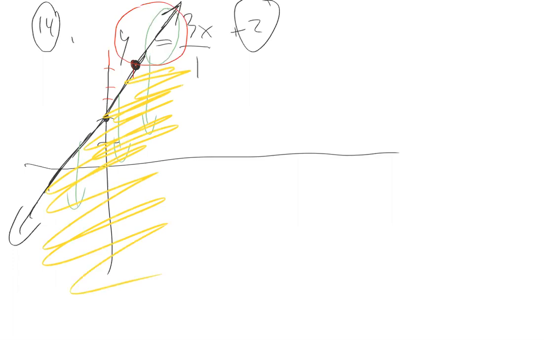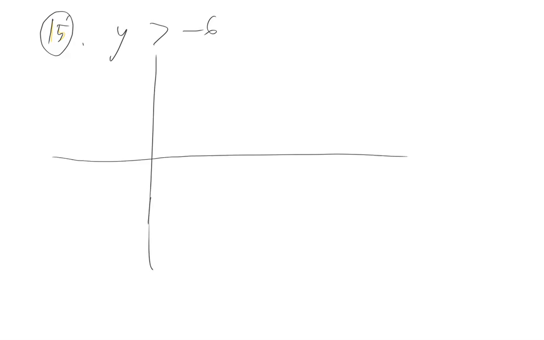Perfect. Now let's try number 15. So number 15 just says y is greater than -6. So you know this is a horizontal line because there's no x, so it's a horizontal line. So it's a horizontal line and its value is -6. So you're going to go to -6. So 1, 2, 3, 4, 5, 6. That's -6 right there. And you're going to plot a dot at -6.